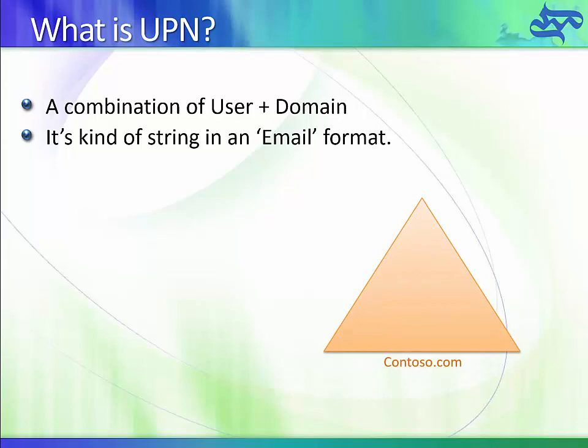Let's consider that we have a domain called contoso.com, and in that domain we have a user called Joe, whatever, and the UPN for this Joe in that domain is going to be the combination of user plus domain in an email format. So as we can see, it's going to be joe@contoso.com. This is the UPN of this user account. Pretty straightforward and pretty easy. Some basic stuff of Active Directory.